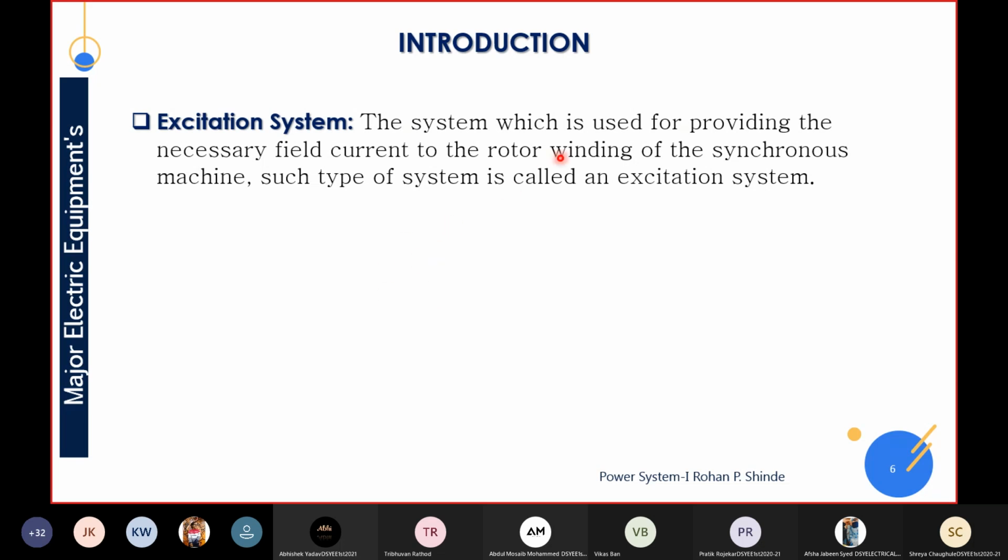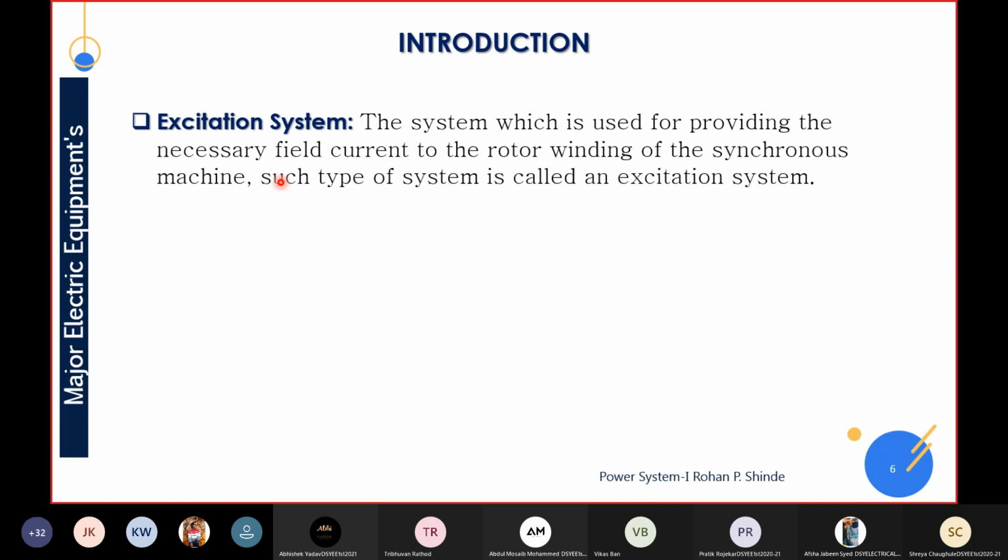Okay, so see here, in the rotor some field winding is placed. In that field winding we have to provide some necessary field current. Now if we have provided necessary field current with some external device, and that device is nothing but an exciter, and due to this exciter field current is provided to the rotor winding of the synchronous machine. That type of system will be called as excitation system. That means we have to provide an excitation, right?